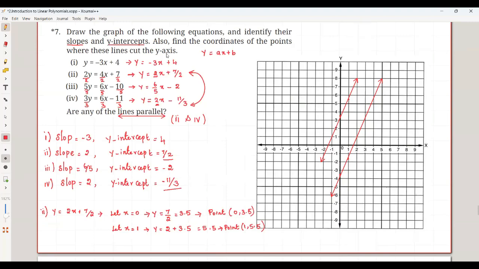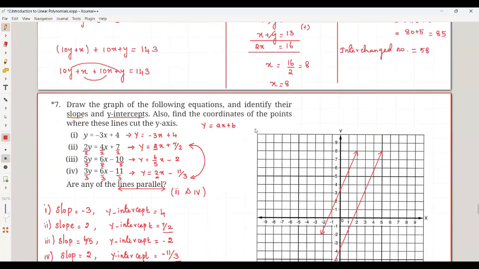They are asking about the y-axis, which means the point on the y-axis is always in the form of 0, comma y. Just remember this. The point on the y-axis will be 0, comma y, while the points on the x-axis are x, comma 0.